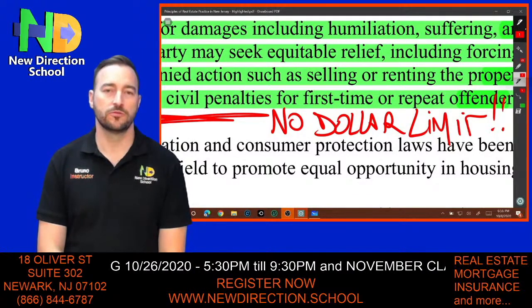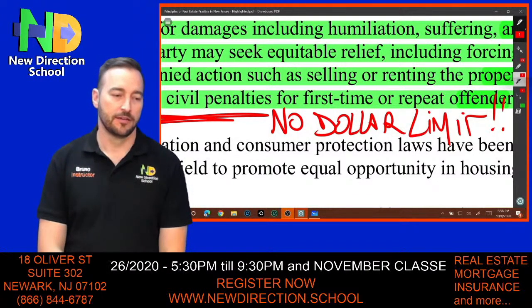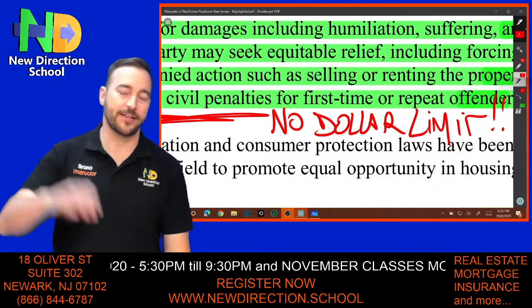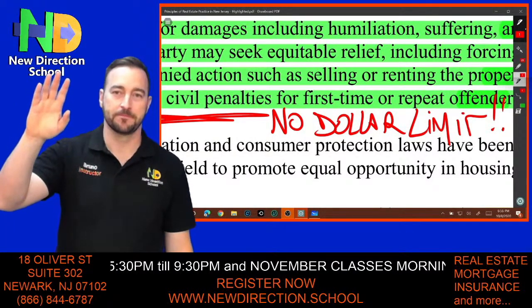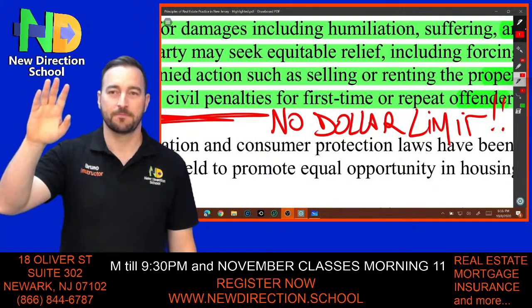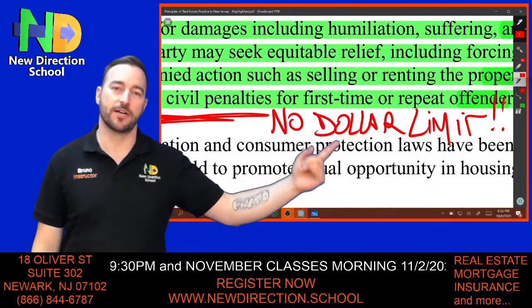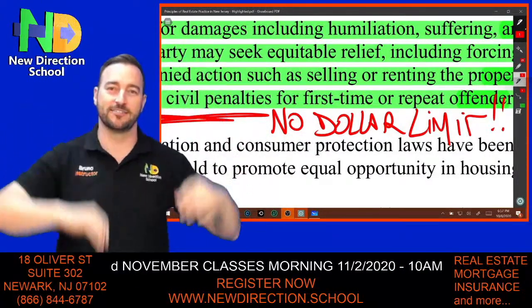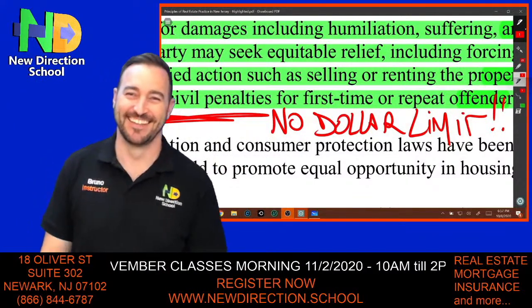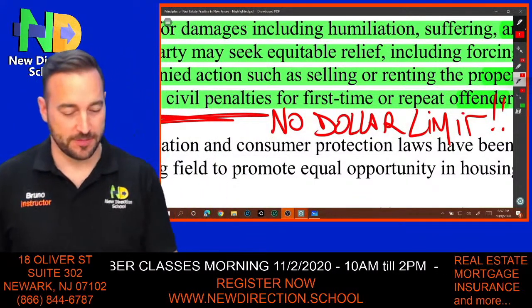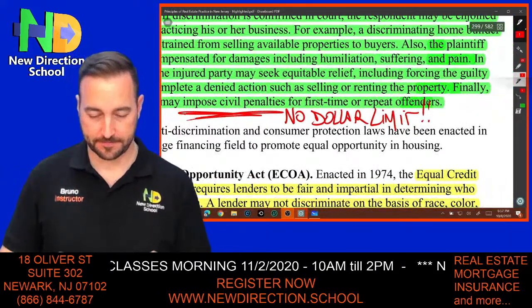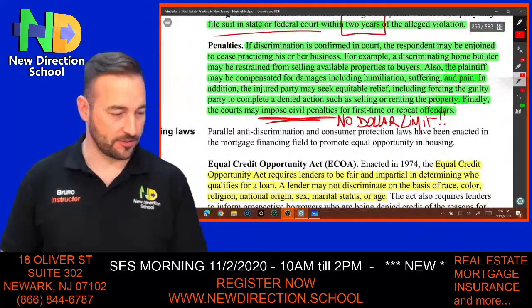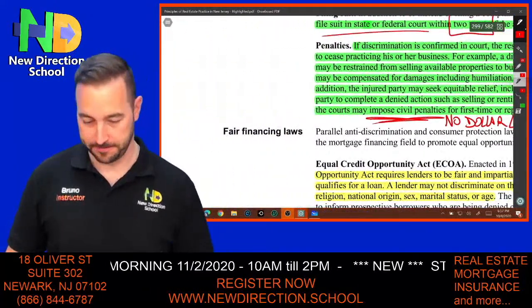Okay? No dollar limit. So raise your hand if you intend to discriminate. Oh, just because I said no dollar limit, right? If I said it was a $5 fine, all of you would have had two hands up, right? Yeah, don't discriminate. Not worth it. Only some people are protected against discrimination, apparently.